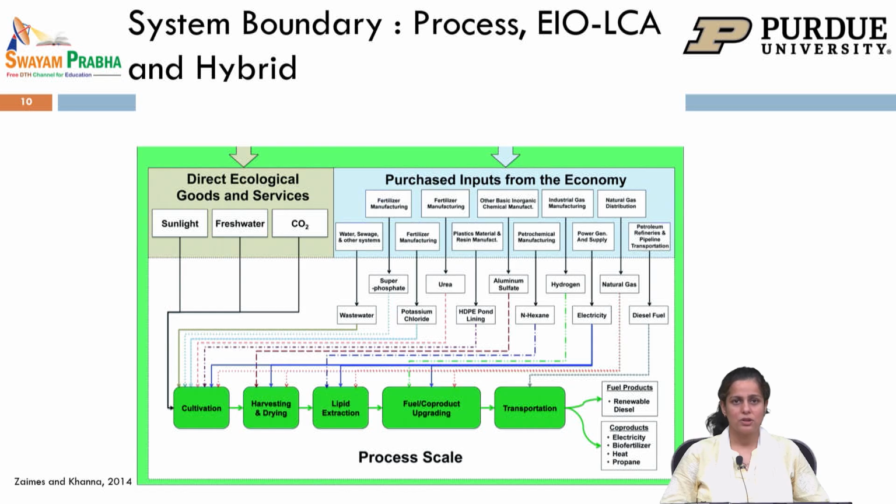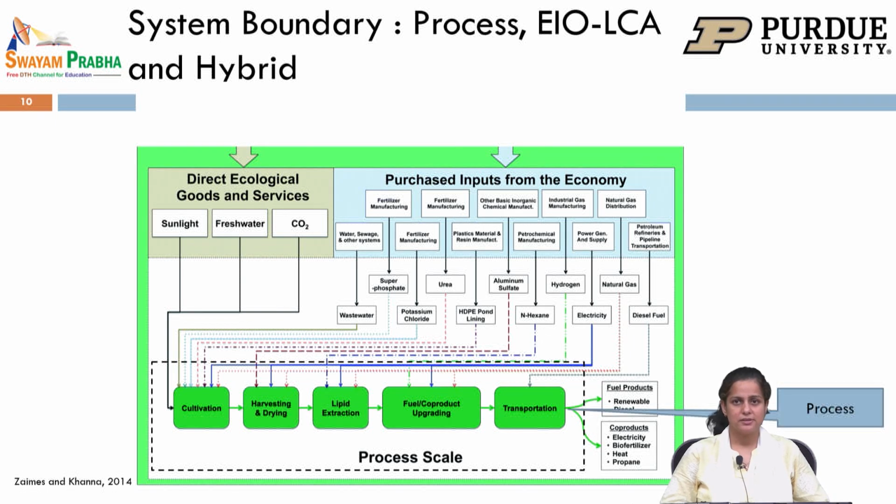If you have to do a process LCA for algal biodiesel, your system boundary will connect all these processes, starting from the cultivation to the stage of transportation and final product delivery. This will be called a cradle to gate LCA, and this is an example of a process LCA system boundary.